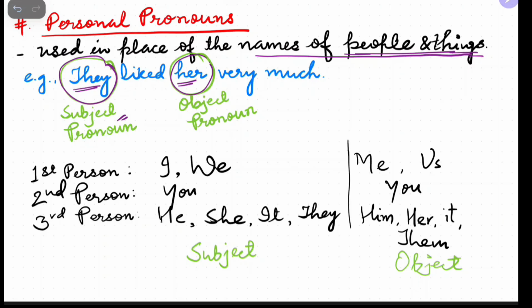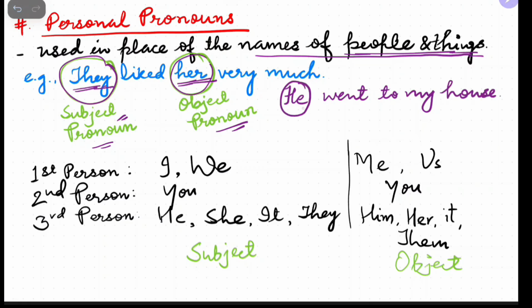And in personal pronouns there are two types of pronouns, which is subject pronoun and object pronoun. Because they is used as a subject here, so this is subject pronoun, and her is used as an object here, so it's an object pronoun. We can see another example also, like let's say for example, he went to my house. You see, he is a personal pronoun, and my house, my is a personal pronoun, but he is a subject here, so it will be an example of subject pronoun, and my is an example of object pronoun.